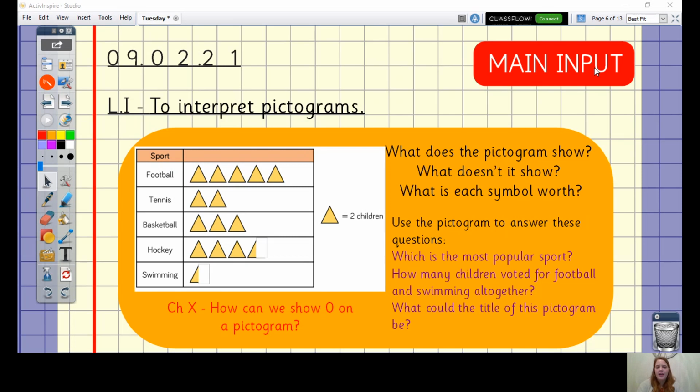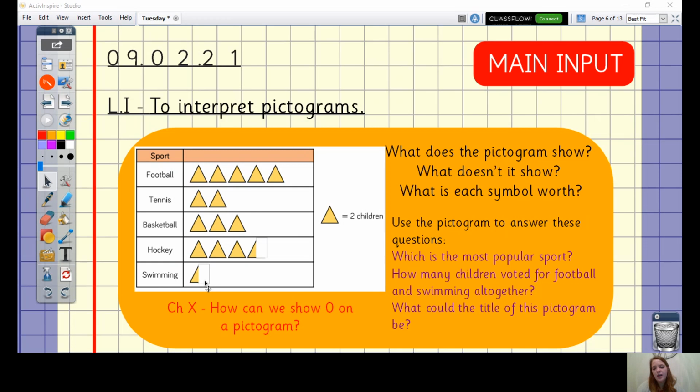Now have a look carefully at the swimming row, because you can see there's half a triangle there. I wonder what half a triangle represents. Looking at the key, a whole triangle represents 2 children. So what does half a triangle represent? Okay, so half a triangle represents 1, because it's half of 2, which is 1. So how many children voted for football and swimming all together?